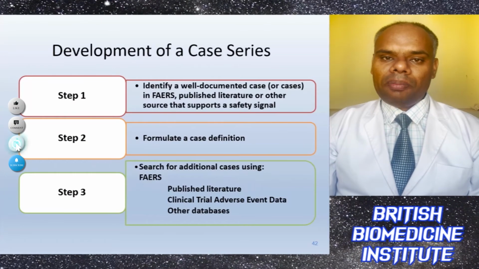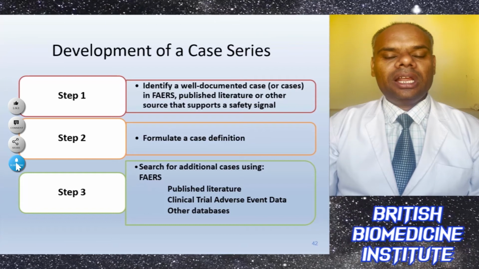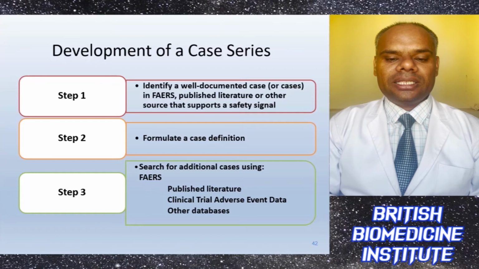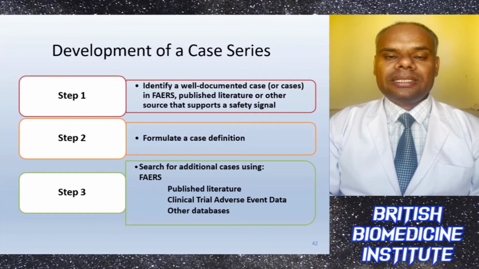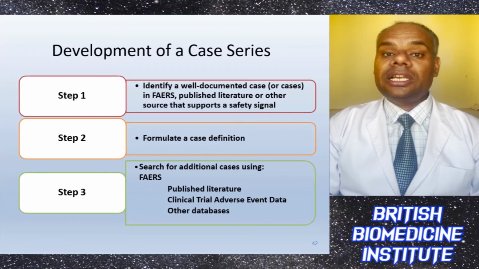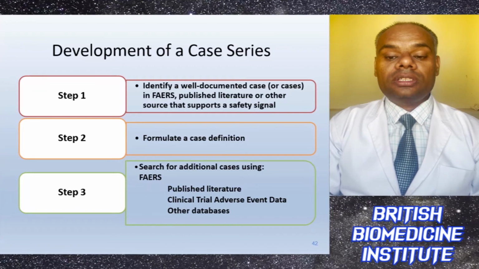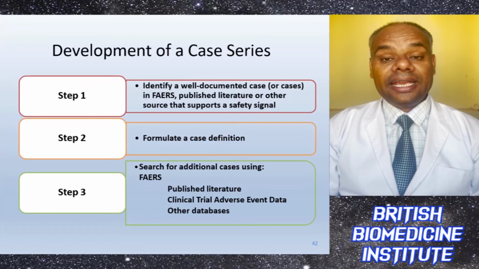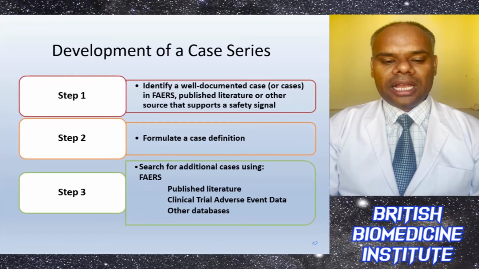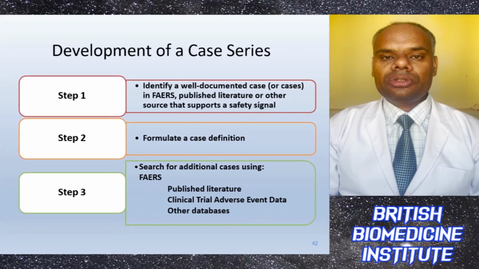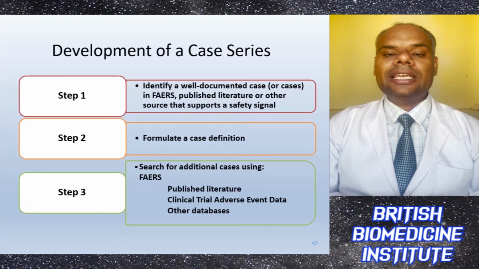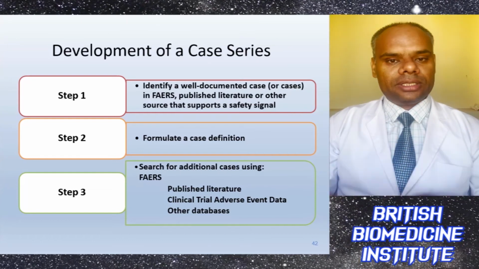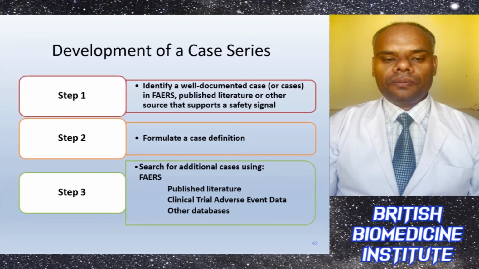So under the development of a case series, basically there are three main steps. Step number 1, identify a well-documented case in FAERS. Identify published literature and other sources that support safety signals. Under step 2, you have to formulate a case definition. Whereas for step 3, you have to search for additional cases using FAERS, like your published literature, clinical trial adverse event data, or other databases can also be used in this case.